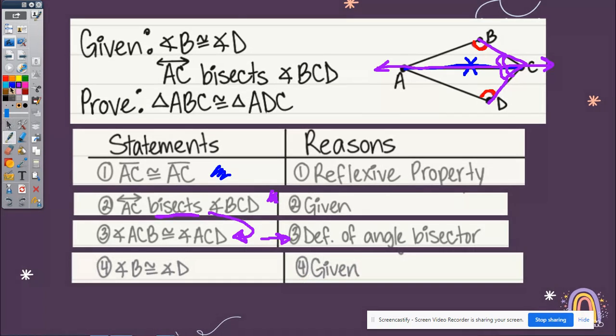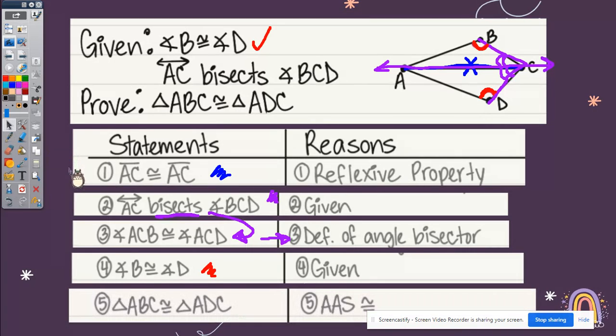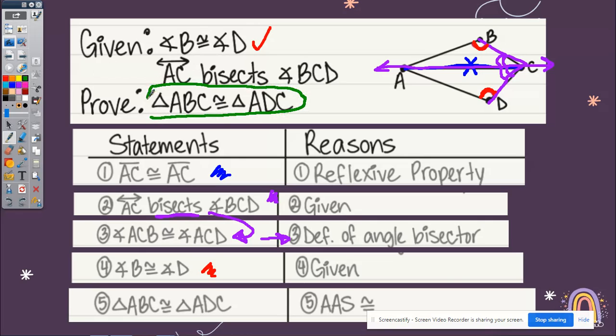All right, and we're back to the given. The given right here, which I did in red, I will show you again. Angle B is congruent to angle D. And finally, I put what I'm trying to prove right here because I decided that I am done. So it should be at the last step on the left, kind of like your concluding sentence. Triangle ABC, the top triangle, is congruent to triangle ADC, the bottom triangle, by angle side.